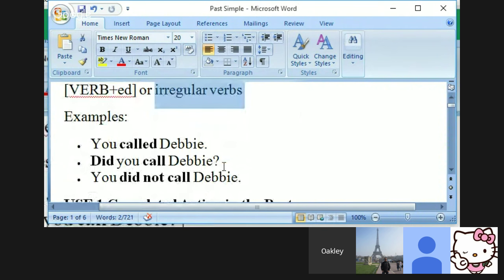In a sentence, as an example, this is what it looks like. Call, for example, is a regular verb. You, subject noun, called Debbie, object noun. You does the action, it happens to Debbie. You called Debbie. That's it.